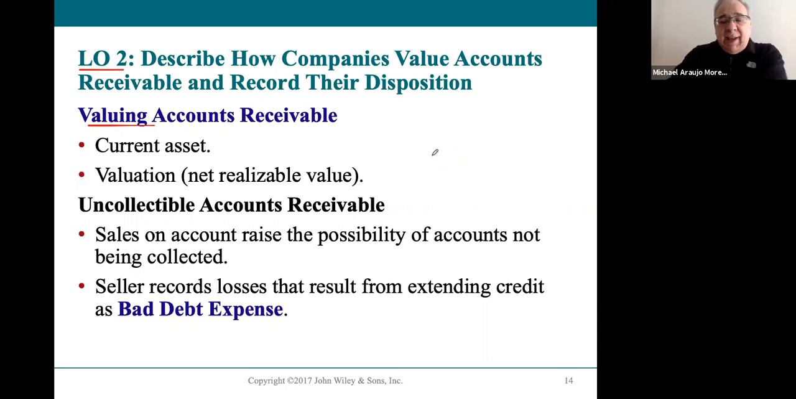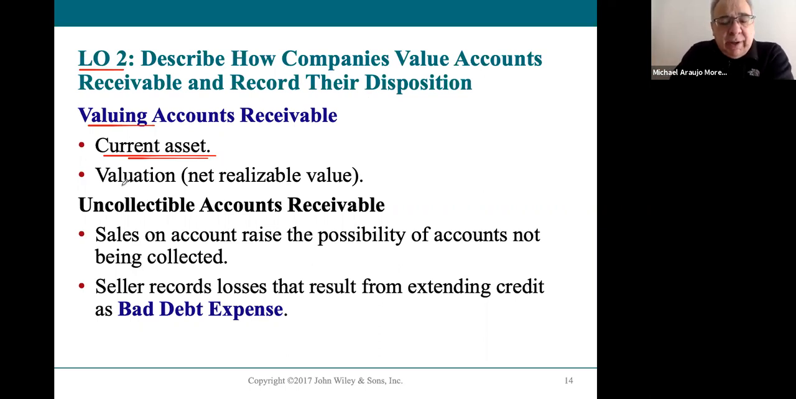And so that creates a very interesting dilemma for accountants, right? Because accounts receivable is an asset. And as an asset, it's going to be on your balance sheet. One of the things we have to do, the principle of conservatism, is we cannot overstate the value of our assets. So how do we account for the fact that some receivables are not going to be collected? That's what this objective is going to explain.